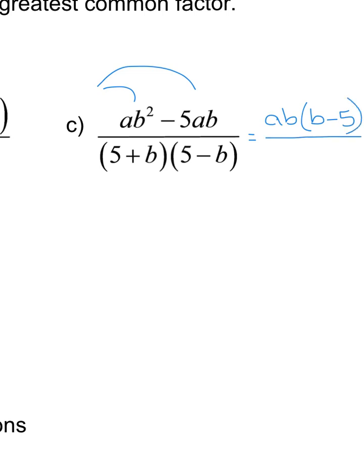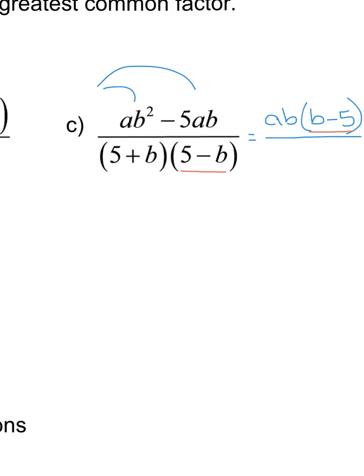On the bottom, it looks like that expression's already factored. If you notice, this part of the bottom looks really similar to that part of the top. What's the only difference in this case? Hopefully you notice the signs are different. You have a +5, -5, -b, +b.